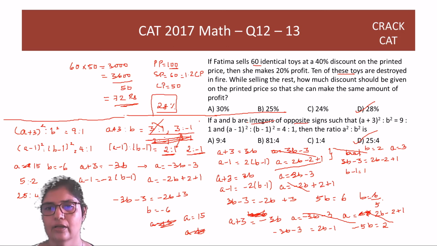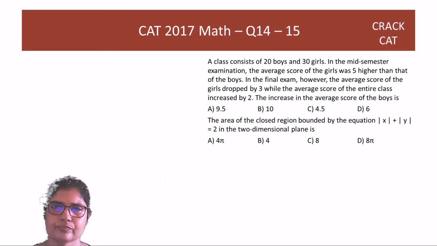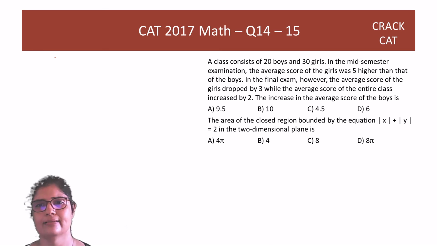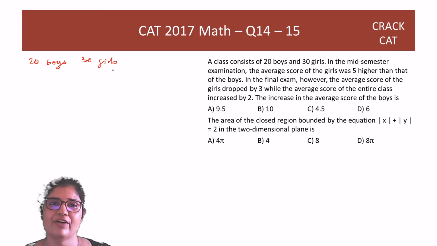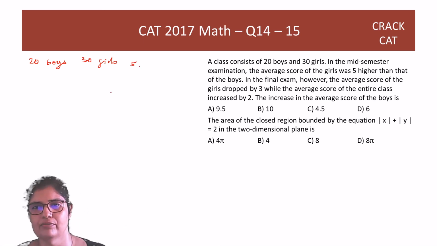13th question. Now the 14th one. A class consists of 20 boys and 30 girls. The average score of the girls was 5 higher than that of the boys. In the final exam, however, the average score of the girls dropped by 3.